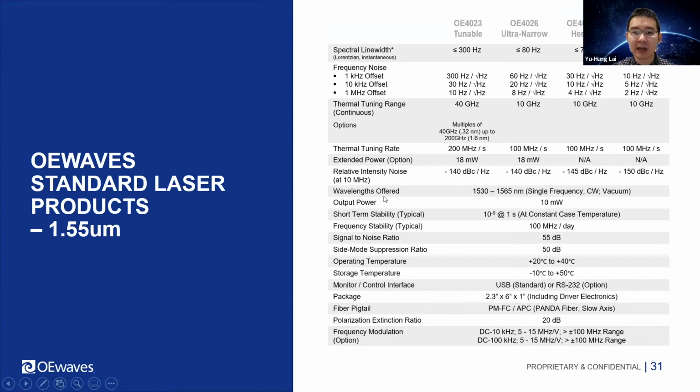And the wavelength offered is from 1530 to 1565. Nominally, the laser output power is around 10 milliwatt, but we can get a higher power module as well. And we also provide a frequency modulation option. Basically, we can use phase frequency modulation to tune the laser frequency. This option is very helpful for locking to a reference source, such as a reference cavity or another highly stable laser line.